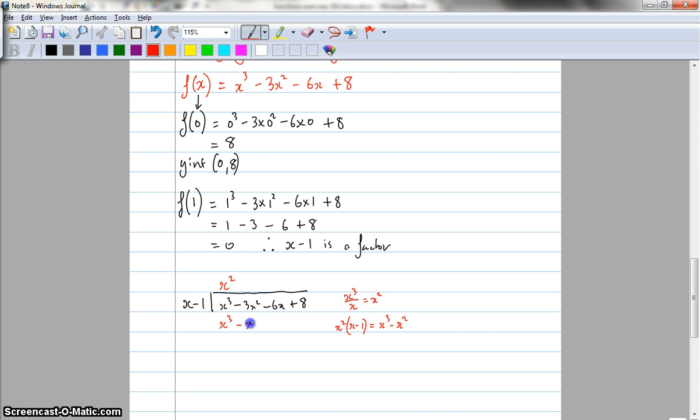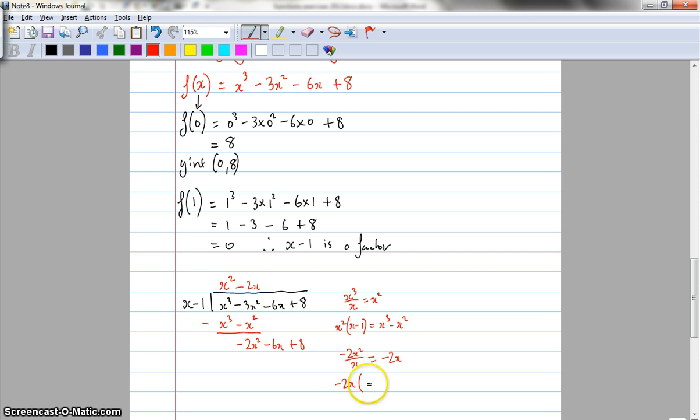So x cubed minus x squared, take that away. Negative 3 minus negative 1 is plus 1 eventually. So I get this. Now I start the process again. Negative 2x squared divided by x is negative 2x. That goes up the top.